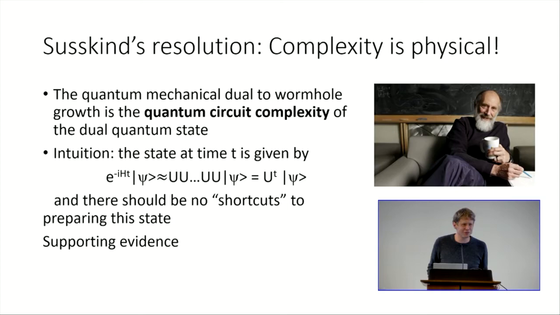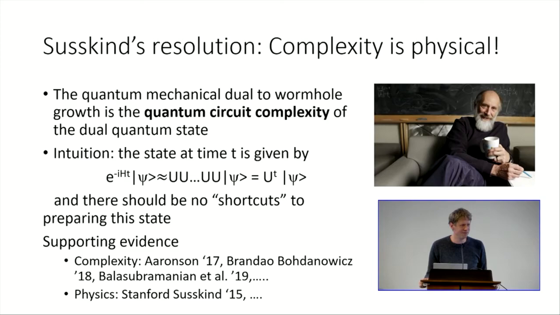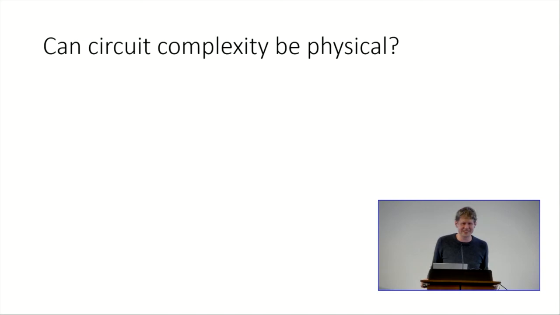And there have been several works trying to give supporting evidence for this conjecture, both from the complexity side, where they tried to show that it's reasonable to believe that for certain U, circuit complexity grows with time, and from the physics side as well. But this brings us back to our original problem, which is, can circuit complexity be physical? That's what the physicists have proposed as a way of getting out of this paradox.